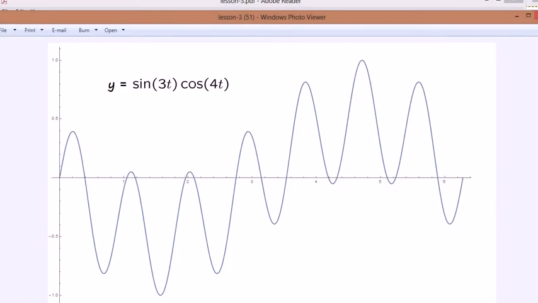The function y equals sine 3t and cosine 4t. It's not hard to show this is a periodic function. What is the period of this one? 2 pi over 3, and the period of that one is 2 pi over 4. It definitely repeats this pattern over 2 pi if you look at the graph, and it's not hard to show by plugging in 2 pi in here. It repeats because it's integer coefficients.